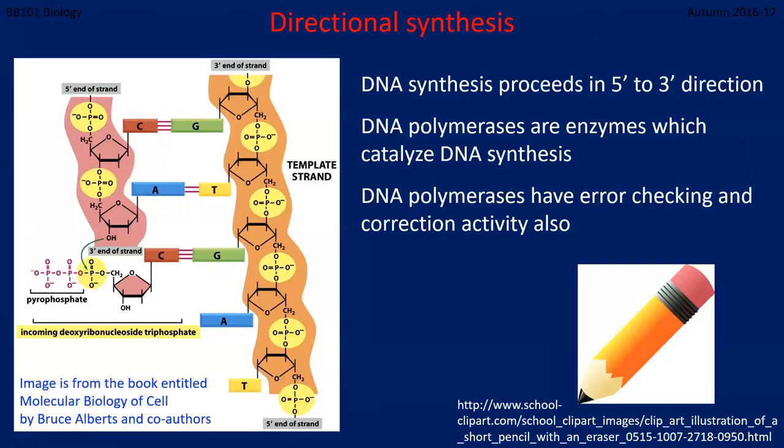The other difference is that you have different purines and pyrimidines. In DNA you have A, T, C, G, and in RNA you have A, U, G, C. Instead of thymine, there is uracil. These are the two particular differences between RNA and DNA. And RNA also has the phosphate backbone.